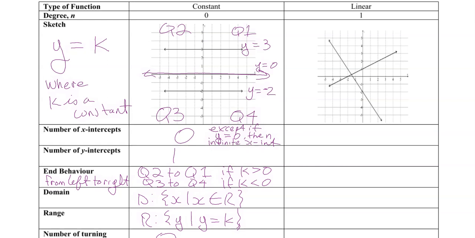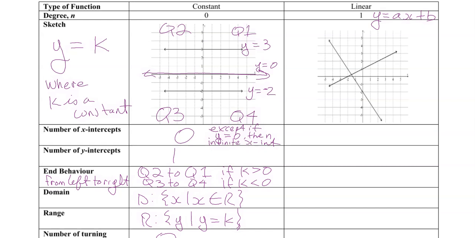Linear function, degree 1. Okay, so this is 10C, right? In 10C, we were introduced to linear functions. The equation is of the form... I'm going to write a little strange. We would always write that as y is equal to mx plus b, where m was the slope and b was the y-intercept. I'm going to write it as ax plus b, so it just means a is the slope and b is the y-intercept.